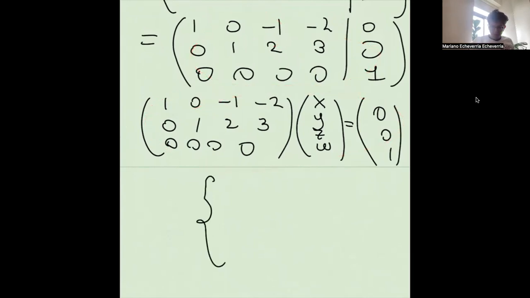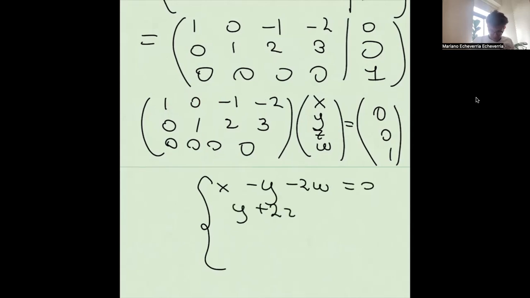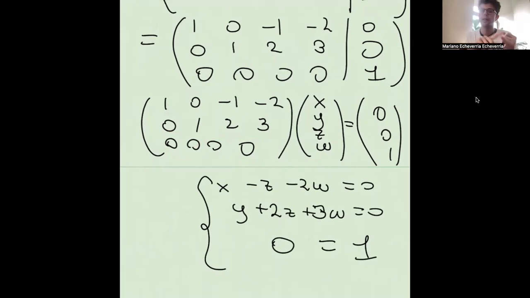But you can rewrite that as a system of equations. And it's easy to rewrite because they're just the coefficients in front of x, y, z, w. So you just get x minus z minus 2w equals 0. Then y plus 2z plus 3w equals 0. And then the one that's more interesting is the last one, because it gives you 0 equals 1, right? Because every single coefficient of the variables is multiplied by 0. So it's like 0x plus 0y plus 0z plus 0w, right?